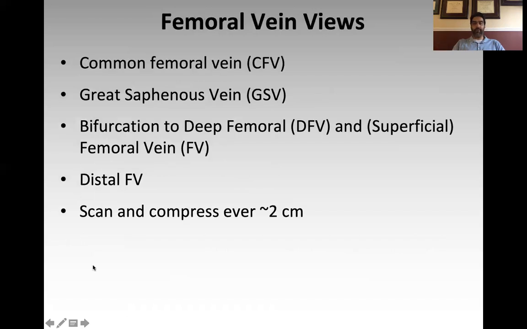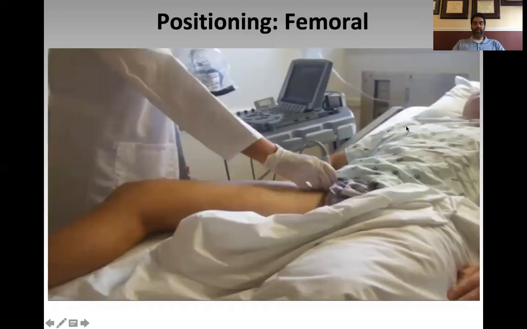So we start with the femoral views. Again, up at the common femoral vein, at the inguinal ligament, angle down to get the greater saphenous vein, continue sliding down to the bifurcation of the deep and superficial femoral veins, and then continue to follow the deep femoral vein until you lose it. Again, scanning every 1 to 2 centimeters as you go. Here's a position: patient supine, no more than 30 degrees of head elevation, frog-legged, so externally rotated leg with the knee slightly bent. And then the dot here is pointed to the patient's right side.